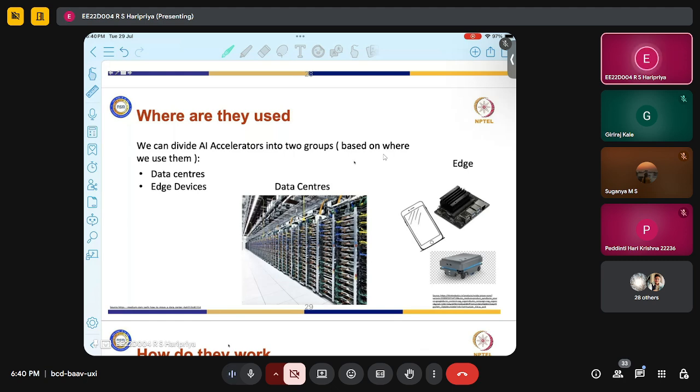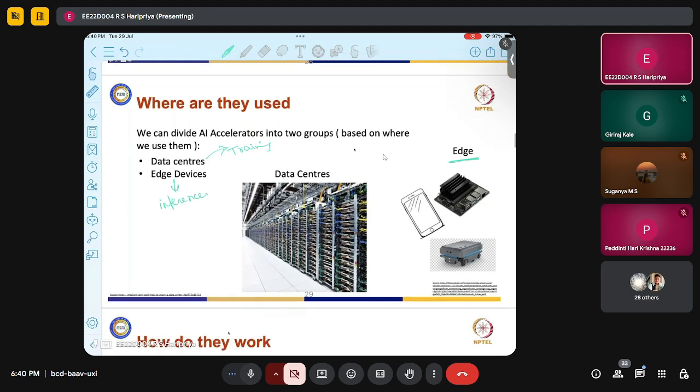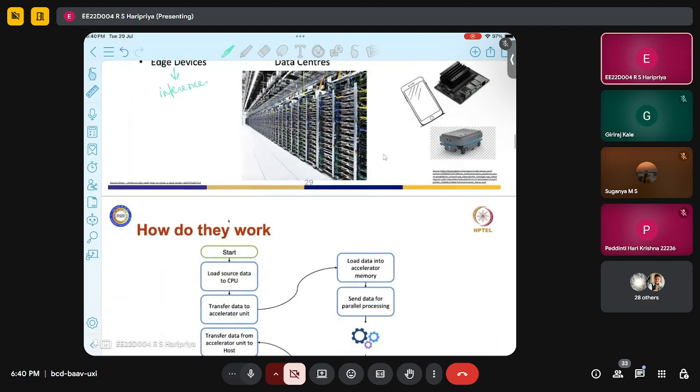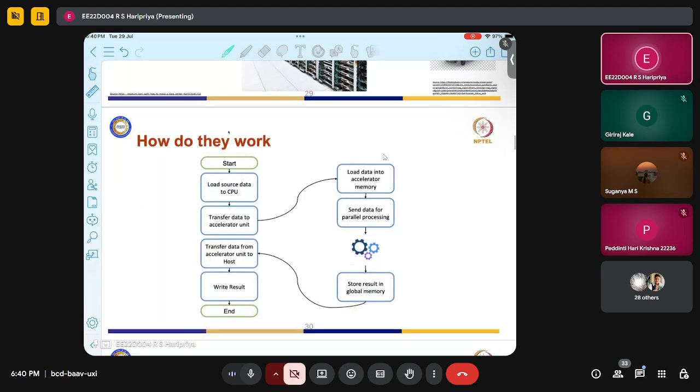Mainly we divide into two tasks. Edge devices will mainly perform the inference, and data centers perform the training. The edge devices should be smaller devices capable of performing the inference operation with lesser power and limited resources. Data centers, whereas, can be used for the training with massive cooling systems.